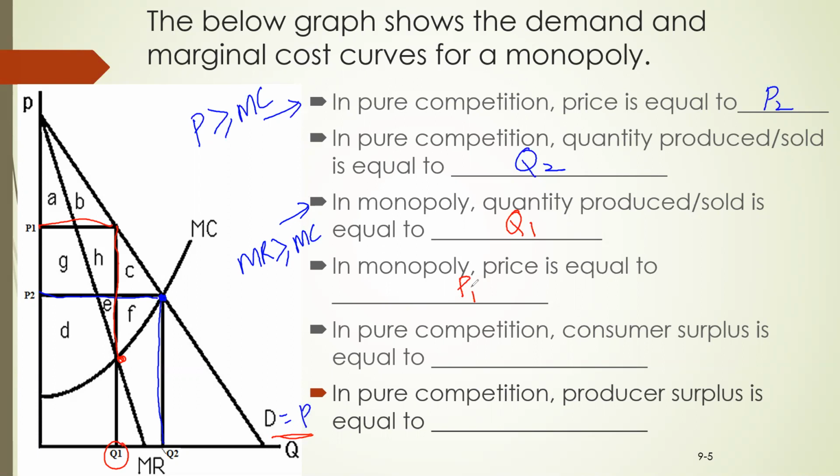Now, consumer surplus in pure competition. If it is pure competition, you simply take the price and whatever area comes below the demand curve, that represents the consumer surplus. In this case, that area is ABGHC. Whereas producer surplus is the area below the price line and above the supply curve. That is going to be DEF.